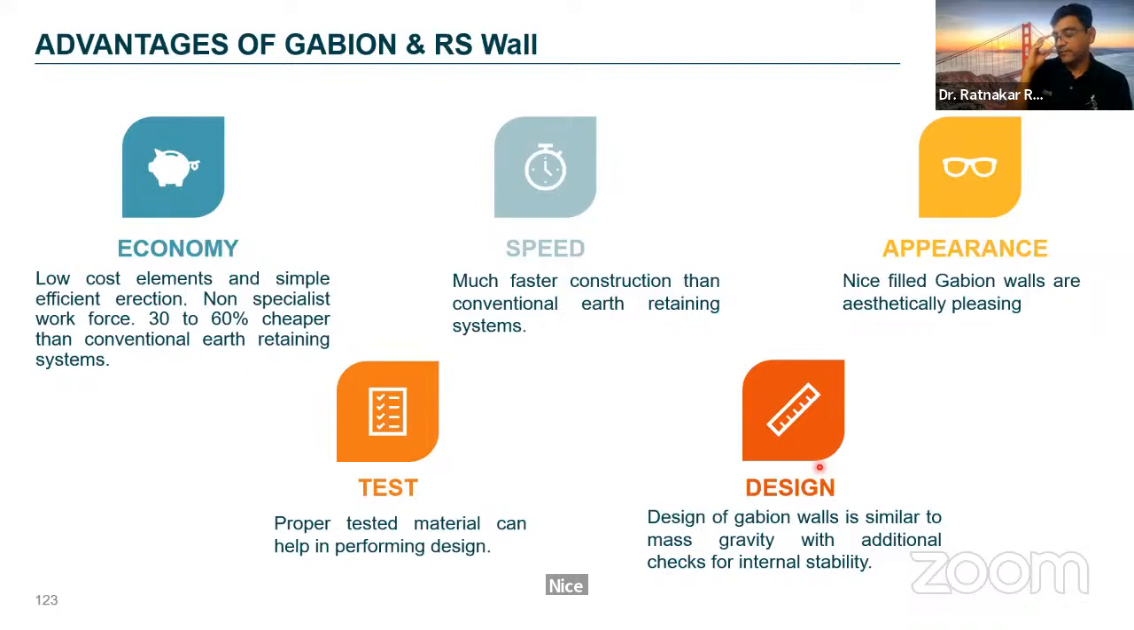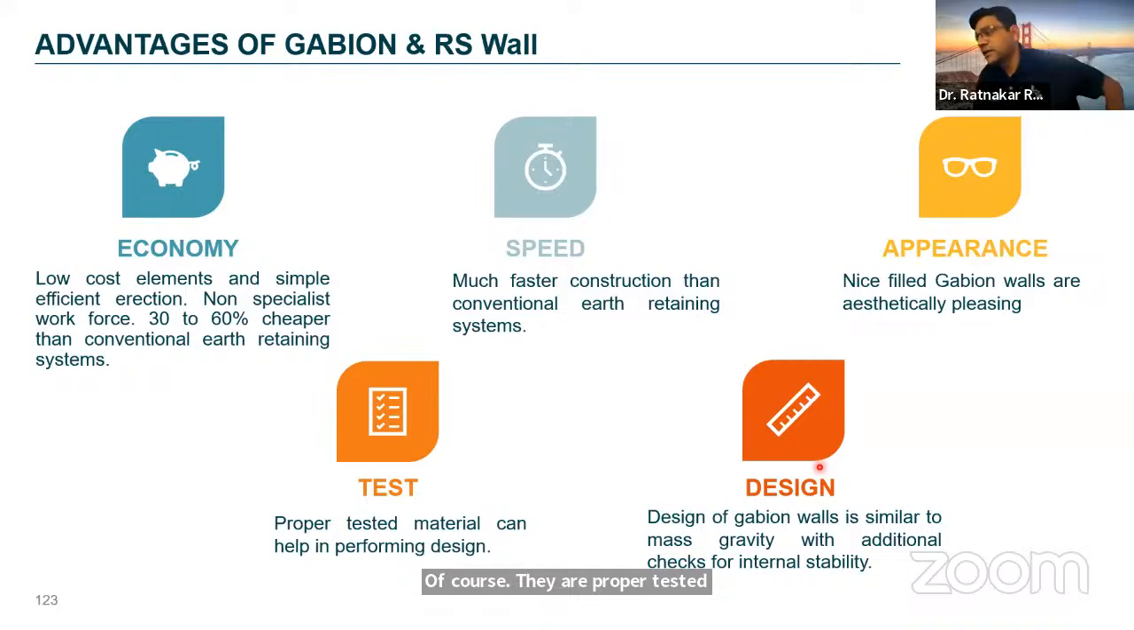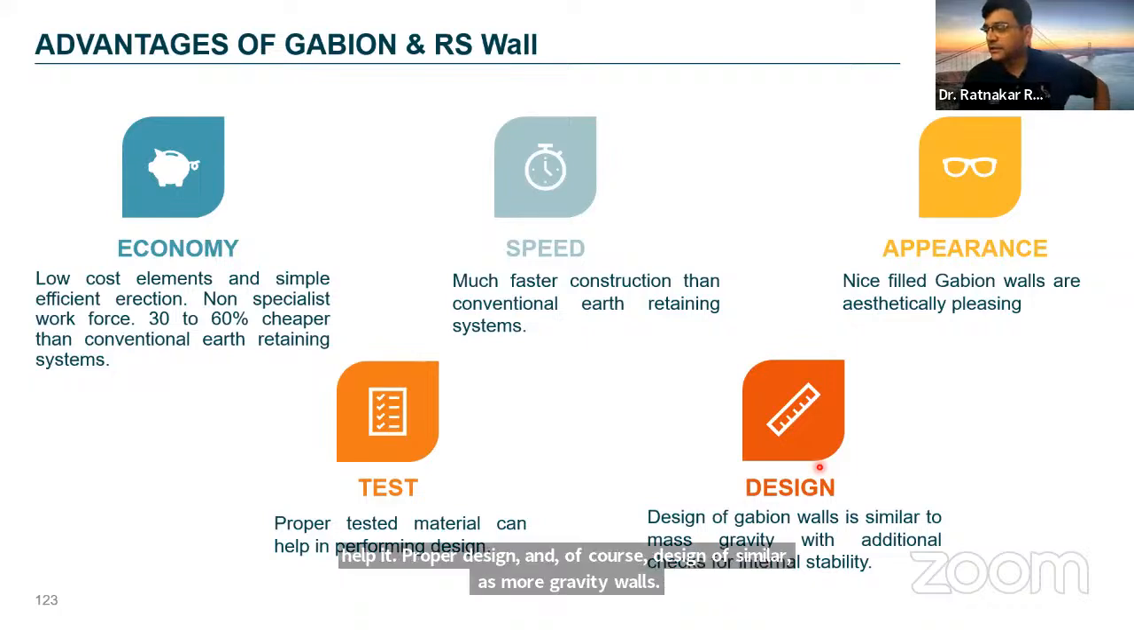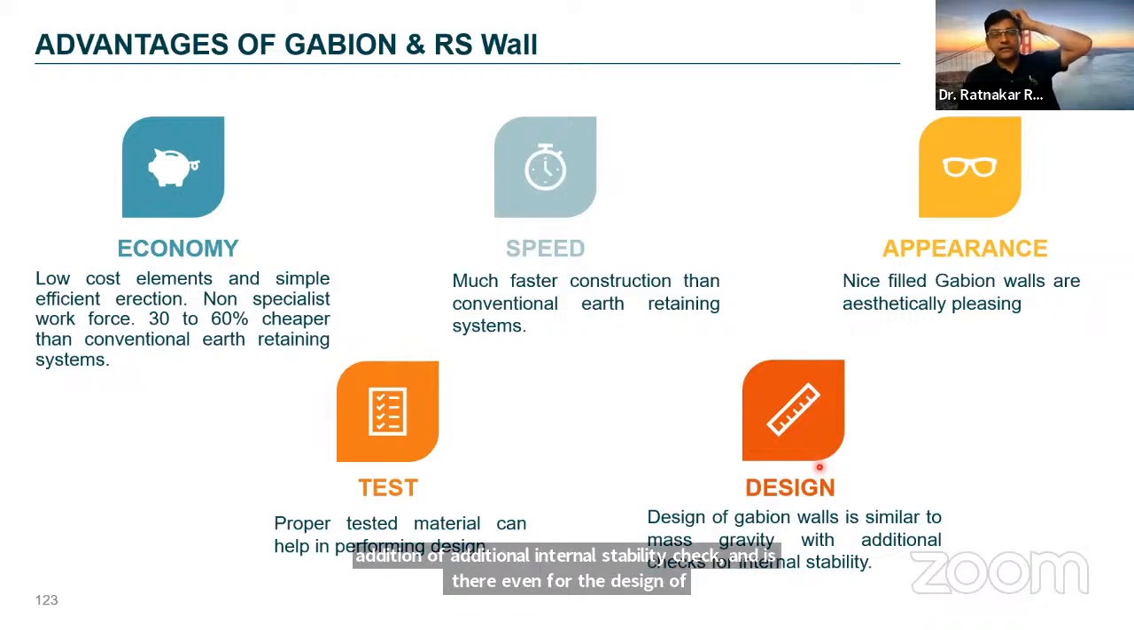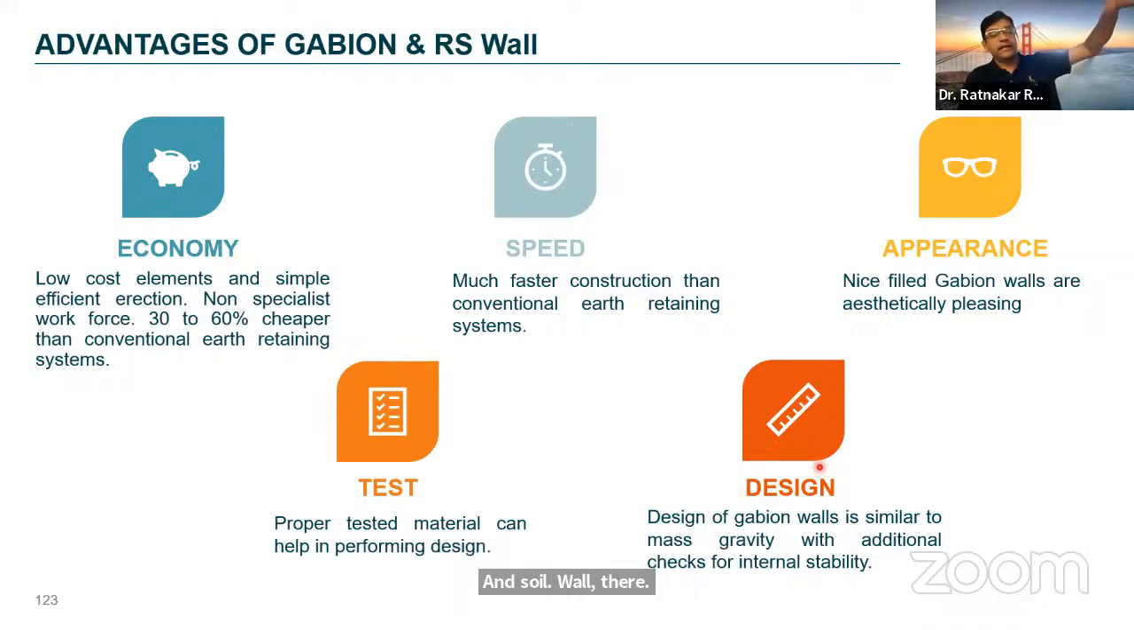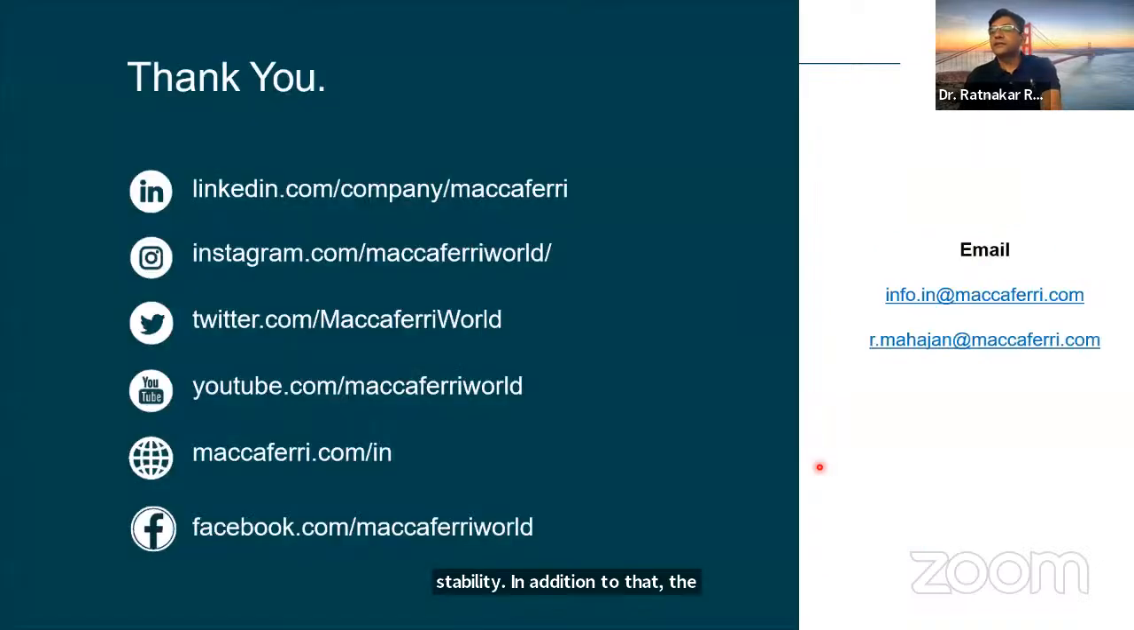Of course, they are properly tested materials. They can help in proper design. And of course, design of gabion walls is similar to mass gravity walls, in addition to additional internal stability checks. Even for the design of reinforced soil walls, they are designed as conventional retaining walls for external stability. In addition to that, the internal stability checks are performed.